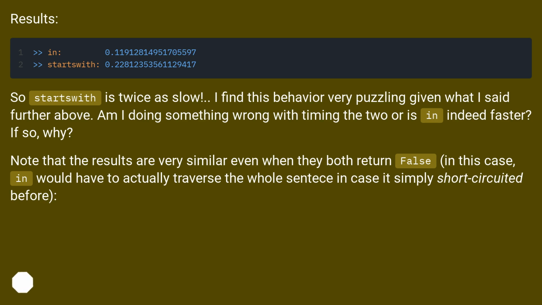Results. So starts with is twice as slow. I find this behavior very puzzling given what I said further above. Am I doing something wrong with timing the two, or is in indeed faster? If so, why? Note that the results are very similar even when they both return false. In this case, in would have to actually traverse the whole sentence, in case it simply short-circuited before.